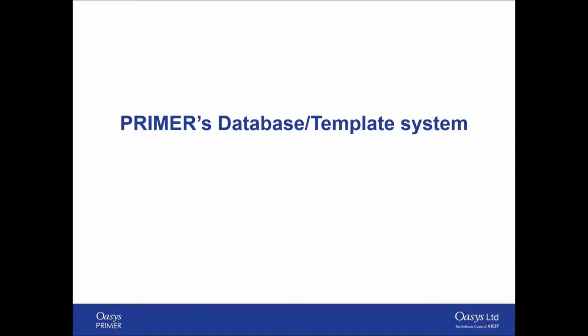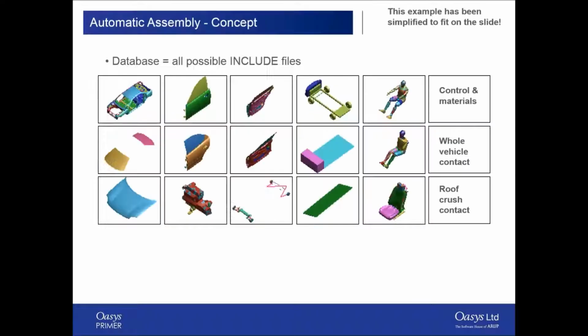So the first part here is I'm going to talk about PRIMER's database and template system. So this is the concept. So out of the two things, the database and the template, this is the database. Now this is a very simplified example, but the database is essentially a storage place for all possible include files in the models that you want to build.